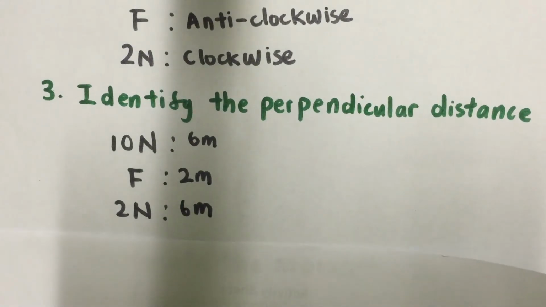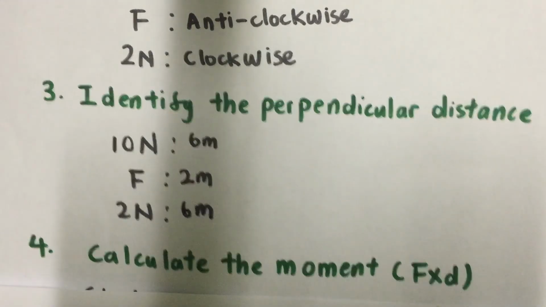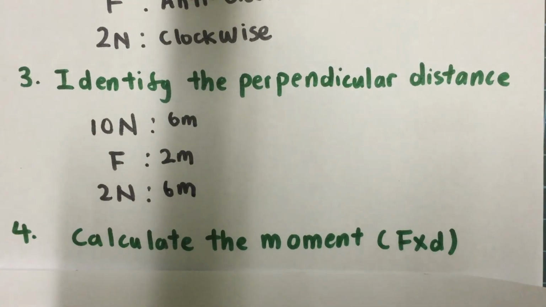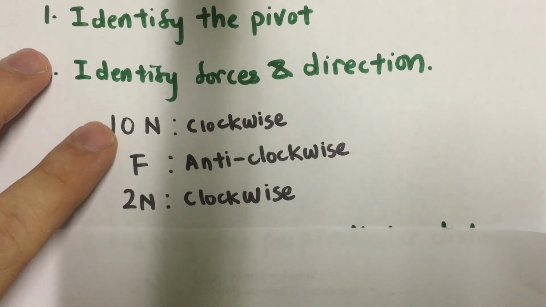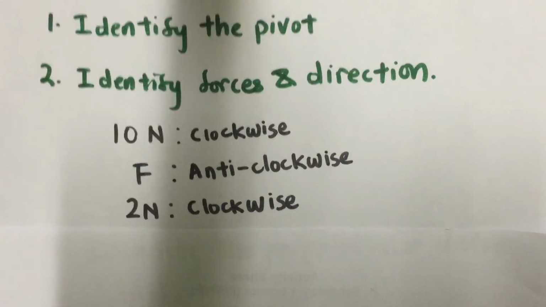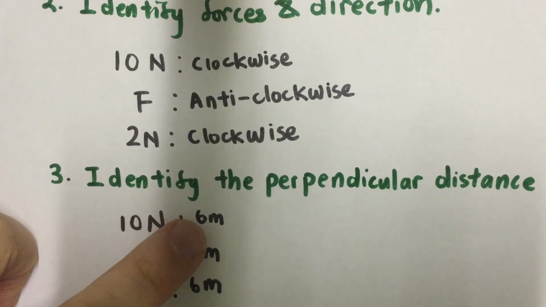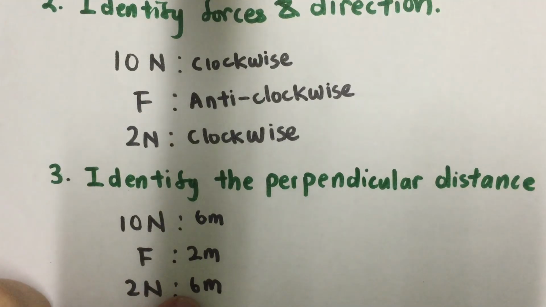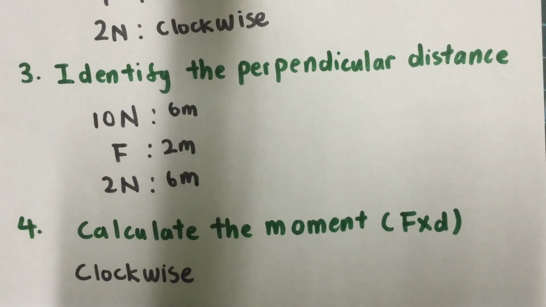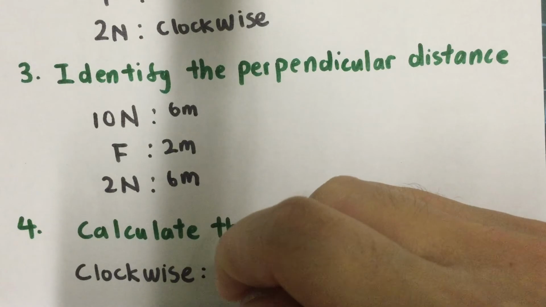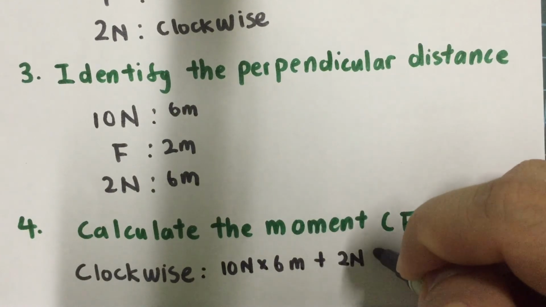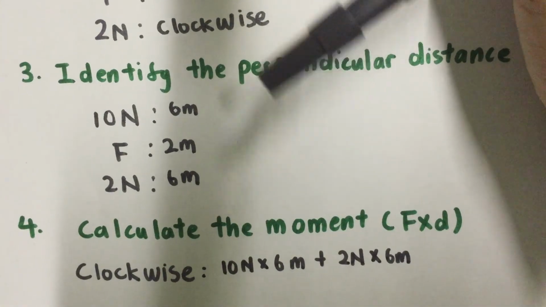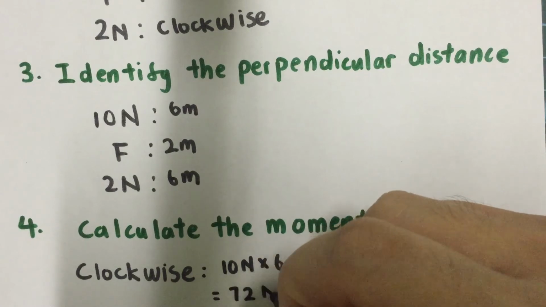So once we are done with step 3, let us move on to step 4, where we will need to calculate the moment using the formula force times the perpendicular distance. So for the clockwise moments, we know that we have 2 clockwise forces, the 10 Newton and the 2 Newton. And we know the perpendicular distance for the 10 Newton is 6 meter, for the 2 Newton is also 6 meter. So to calculate the total clockwise moment, we will use 10 Newton times 6 meter plus 2 Newton times 6 meter. This will give me a total of 72 Newton meter.